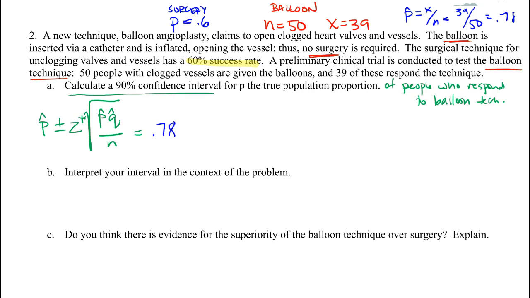If your P hat has 4 decimals, you better keep all 4 decimals. Plus or minus, we'll go grab our Z star. This is again on page 201.